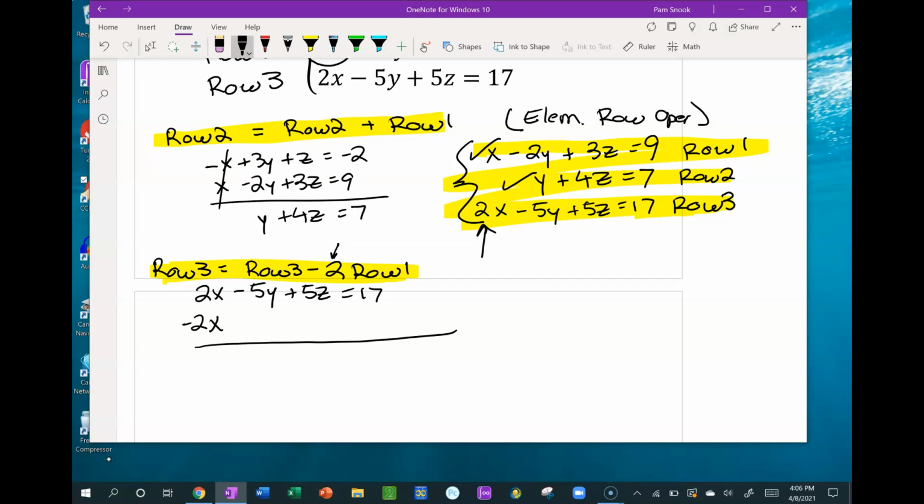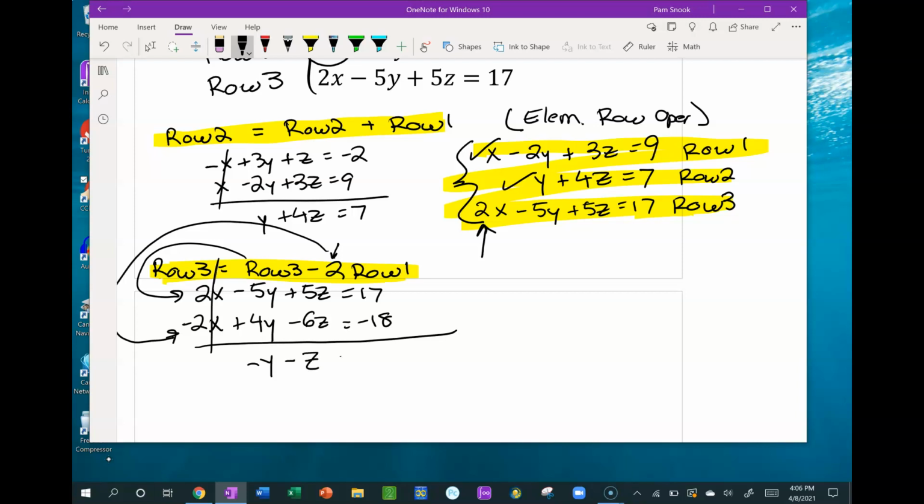And then 2 times row 1. So take a look here. I have a negative 2 times a negative 2y, so I have a 4y. And then I have a negative 2 times a 3z, so that's a negative 6z. And then I'm going to take my 9 and multiply that by negative 2, so I get negative 18. So row 3 is this first one right here, and then negative 2 row 1 is this one over here. So let's add these together. Those x's go away. I have a negative 5y plus a 4y, I get a negative y. And then I have a 5z plus a negative 6z, which is a negative z. Then I get a negative 1.